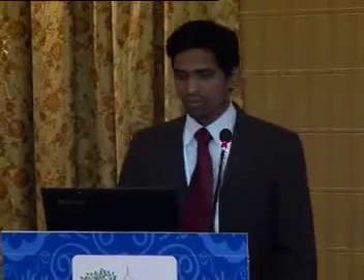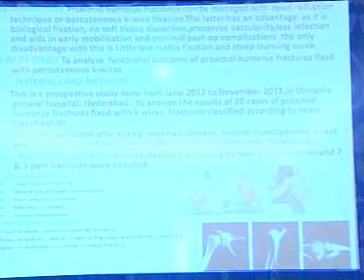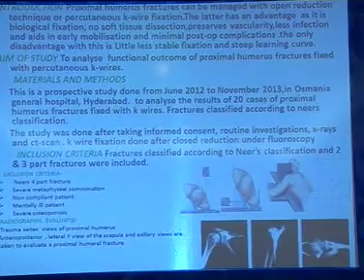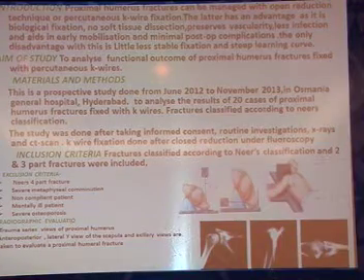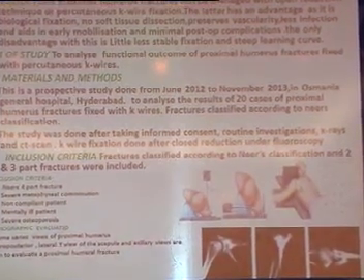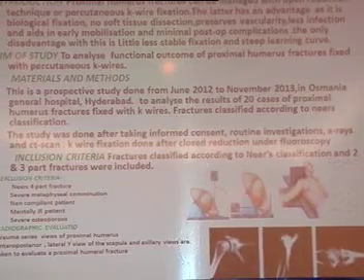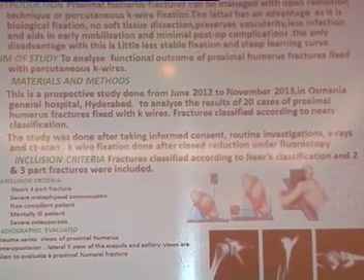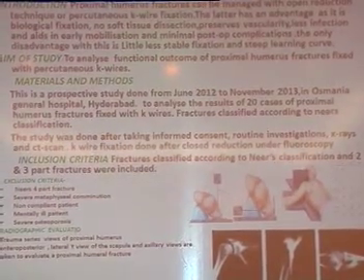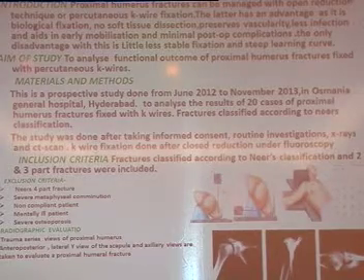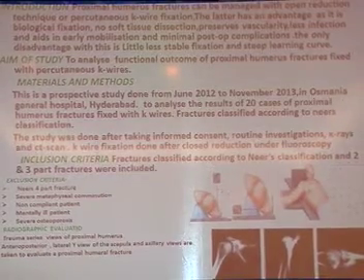Good morning, respected chairman and my colleagues. Today my topic is management of proximal humerus fractures with percutaneous cable fixation. Proximal humerus fractures can be surgically managed by open reduction with various plating techniques and percutaneous fixation. The latter has more advantages as it has biological fixation and no soft tissue dissection, it preserves vascularity, has less chance of infection, and aids early mobilization with minimal post-op complications. The only disadvantage is that it is a little less stable fixation compared with other platings.